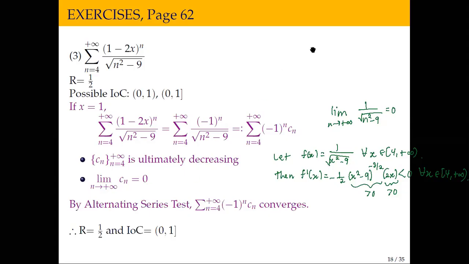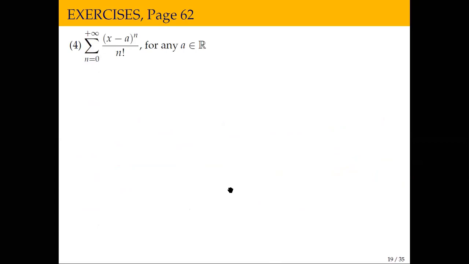Sagutan na natin yung number 4. For number 4, we have the following. So we have this infinite series for any real number a. So kahit ano daw yung value of a, ano yung magiging radius of convergence mo at interval of convergence. So, ang gawin natin, let a be any real number. So, you start with that. Let's assume that a is a real number.